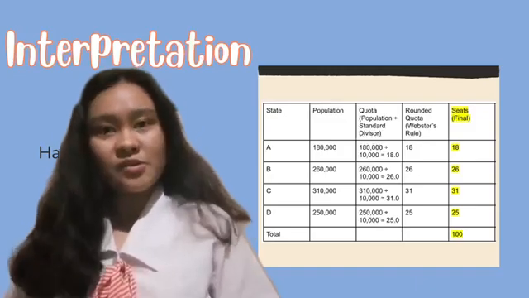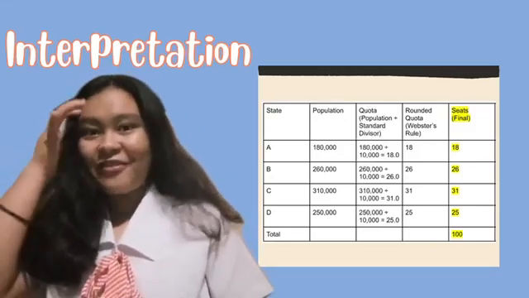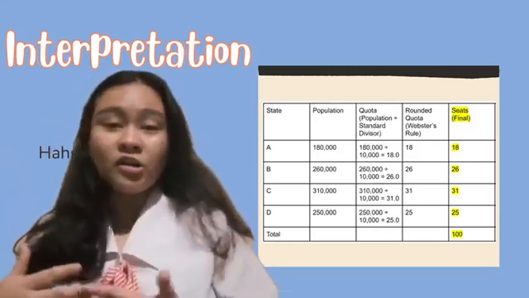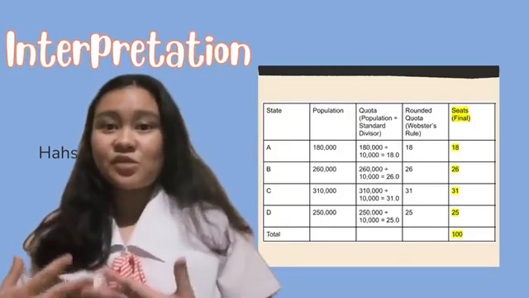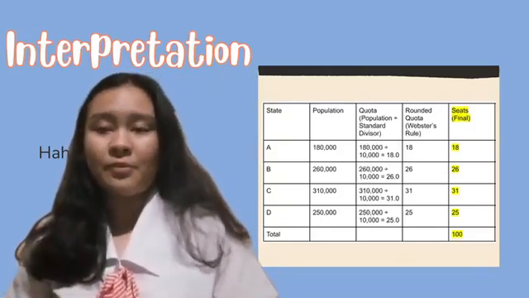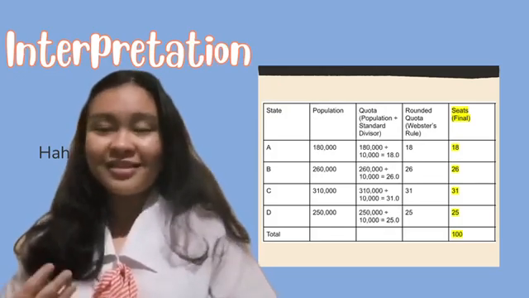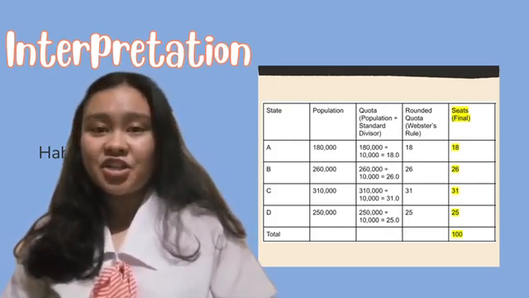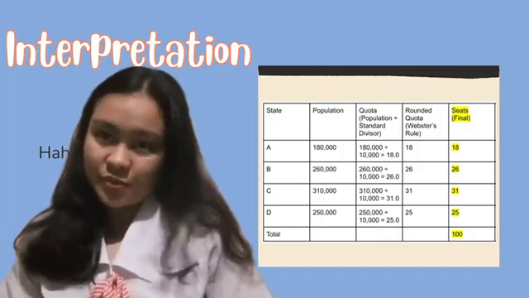Interpretation: the apportionment using Webster's method successfully and fairly allocated 100 seats among the 4 states, ensuring each state's representation is proportional to its population. The results demonstrate the effectiveness of Webster's method in achieving accurate and equitable distribution. So overall, Webster's method is about fairness, accuracy, and balance. It reminds us that representation should reflect the people's voice as accurately as possible. Understanding methods like this helps us appreciate the importance of fair elections and decision making.